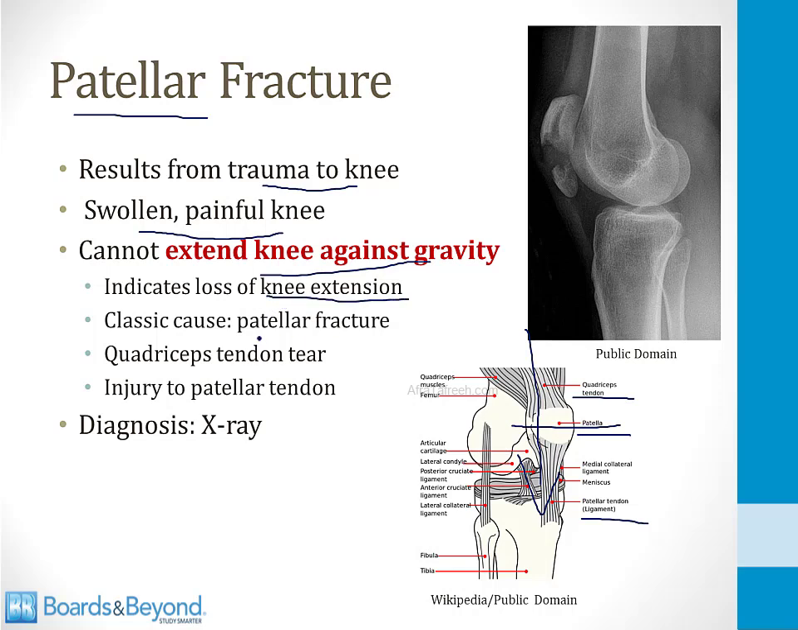This indicates some reason for loss of knee extension. The classic cause is a patellar fracture, although you can also see this if there's a tear in the quadriceps tendon, and you can also see this if there's injury to the patellar tendon. And it's usually diagnosed by x-ray. This is a picture of a patellar fracture on the top right side of the screen here. You can see that the patella bone, which is on the left side of the image, has a fracture down the middle. And that concludes our video on the knee.